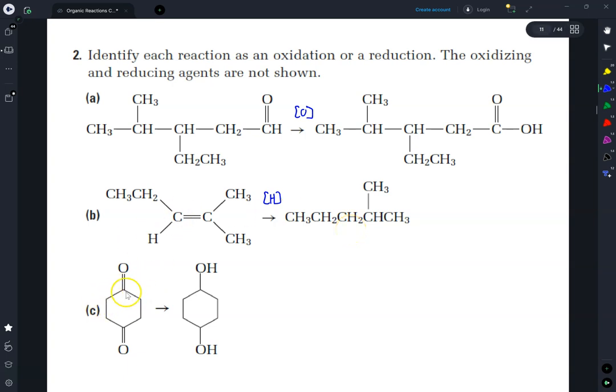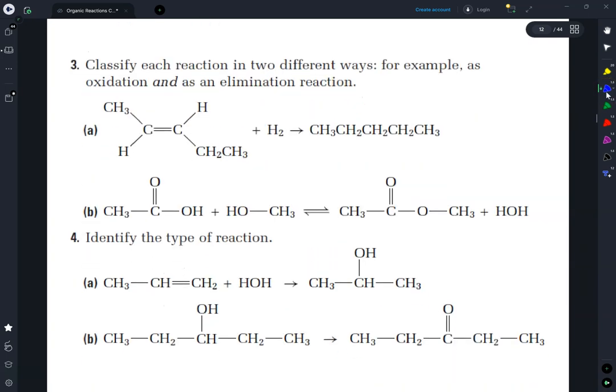And with the last example, we had the 2 bonds with O, but now only 1 bond with O. So this too is a reduction reaction, as you're making less bonds with oxygen. Alright, so try these questions out on your own, but I'm going to move on to the next section.